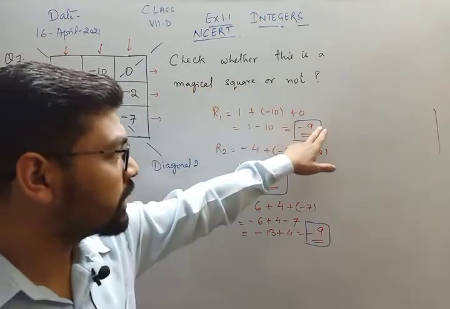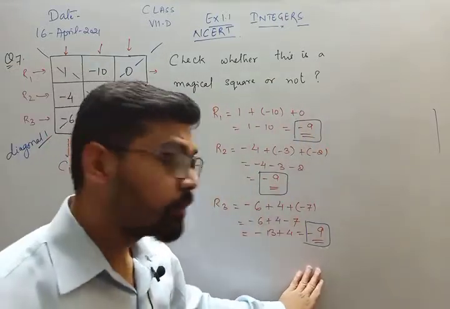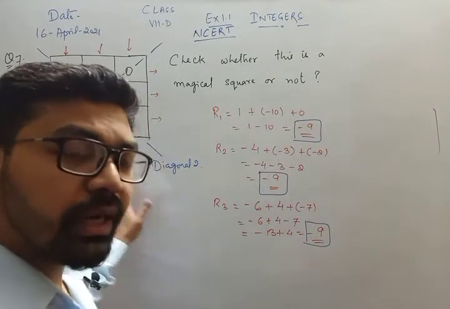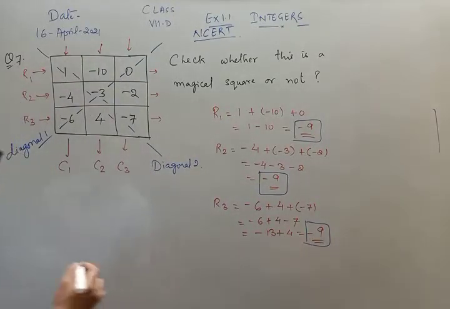So you saw that the value of R1 is minus 9, absolutely right, R2 is minus 9 and R3 is minus 9. Similarly, you need to check for column 1, column 2, column 3, then diagonal 1, diagonal 2. Okay, let's check these other values.